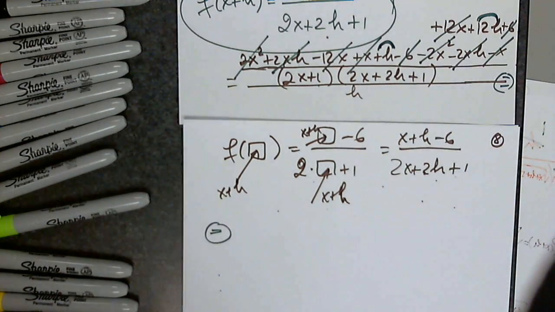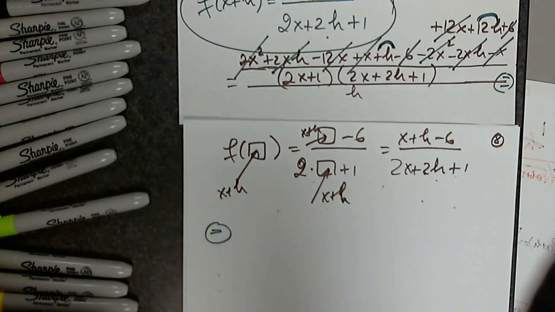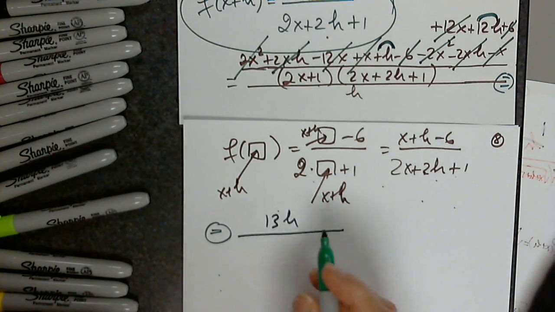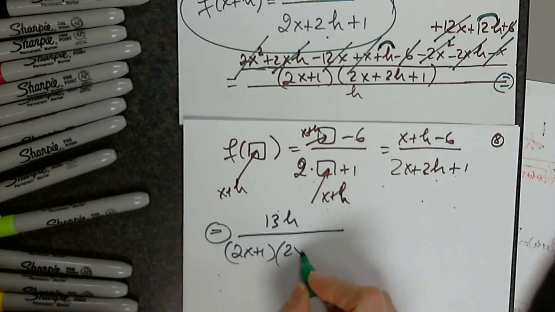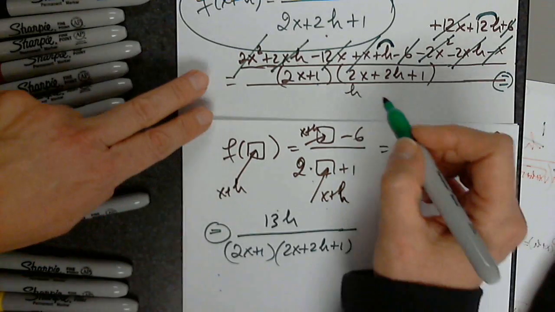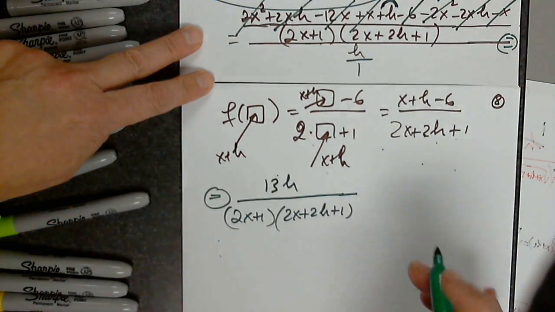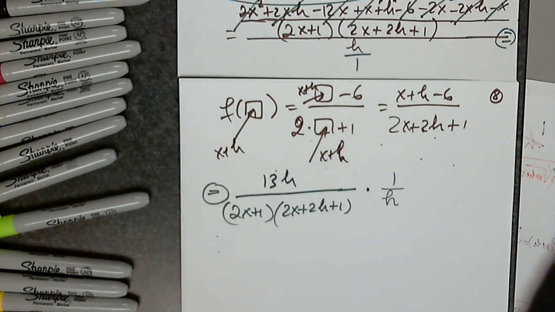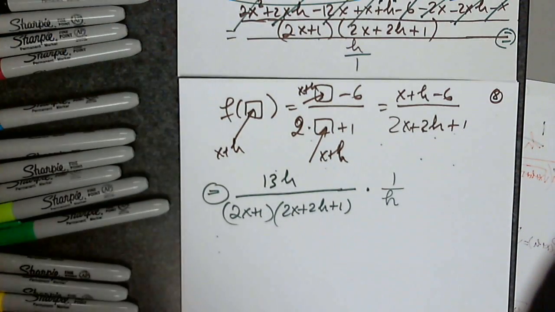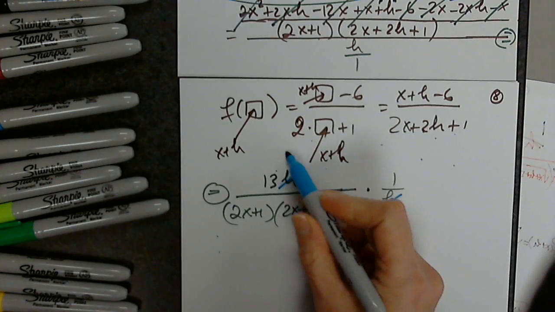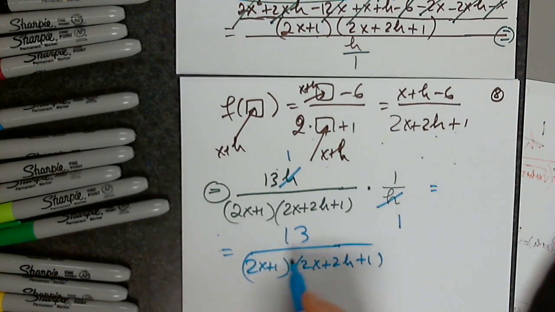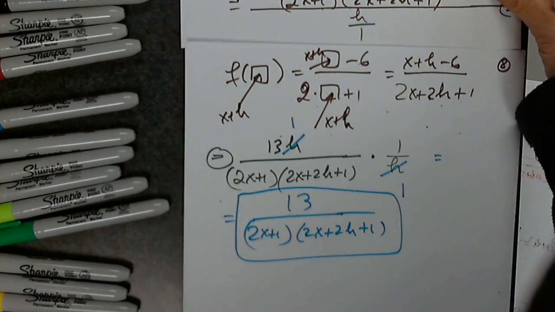So then, the fraction at the top. Can anyone dictate the fraction at the top? 13h divided by 2x plus 1 times 2x plus 2h plus 1. And now I can flip the denominator into 1 over h. And what next? What happens now? Yes, h divided by h. So the final simplified form is 13 over 2x plus 1 times 2x plus 2h plus 1. A lot of work.